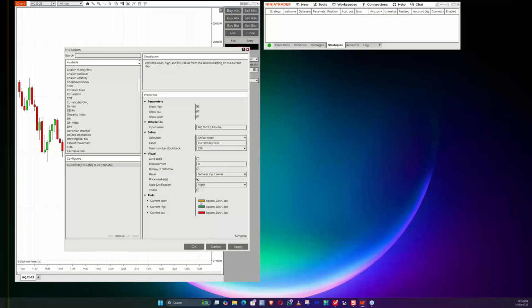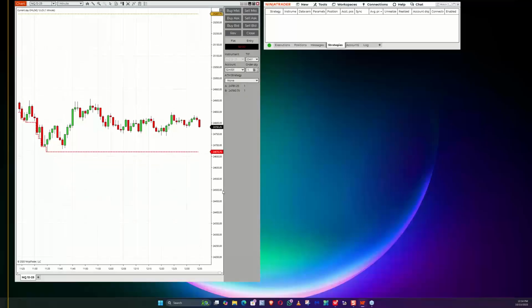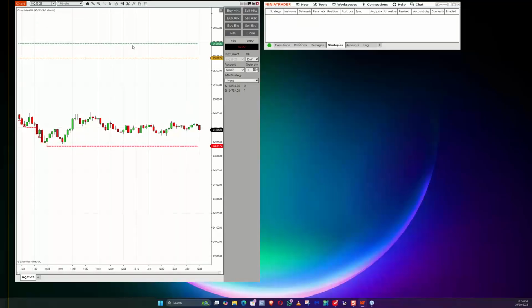The current open has an orangey kind of color. The high is green, the low is red. Just apply it and okay it. And now on my chart, I've got the high of the day, the low of the day is red, and last evening's open. That's what the orange line is for us. Very important for us when we set up our charts.